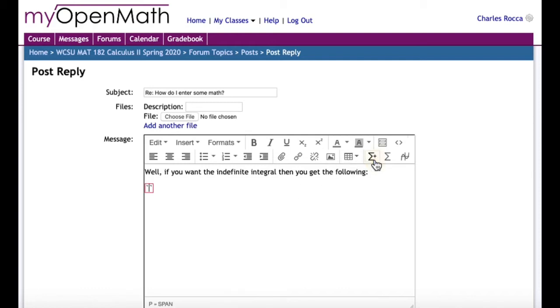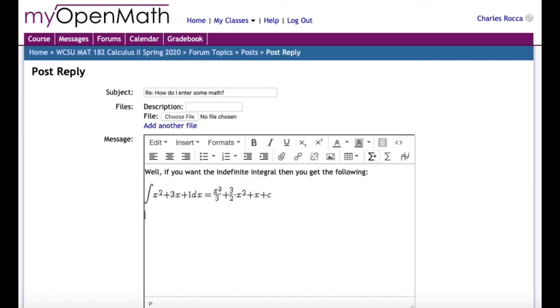Again, we click the Add New Math button. We type /int for an integral. We type in our function, x squared plus 3x plus 1. We remember our dx. And then we could type in the indefinite integral. A simple slash is enough to let MyOpenMath know that you want a fraction. Be sure not to forget your plus c.